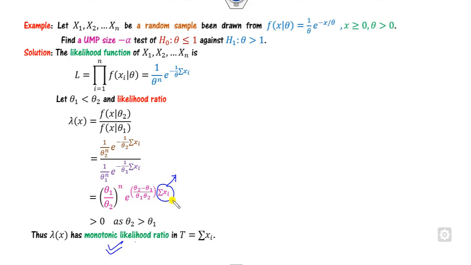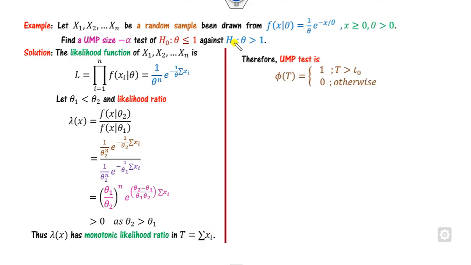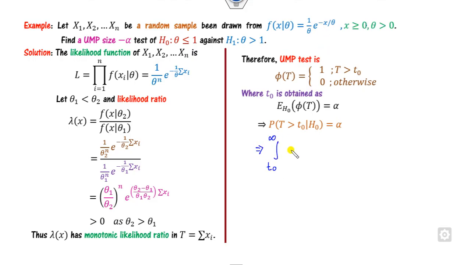x is my summation of xi. So therefore, it is a form of this. So we can define the hypotheses. h0 is less than of this, so h1 is my here, it's a greater than sign. So we can define it like here. How can you find the unknown number t0? That is here. Again, because it's an integration, it's t0. The largest value is my infinity, but it's a function of t, but here it is a function of x.